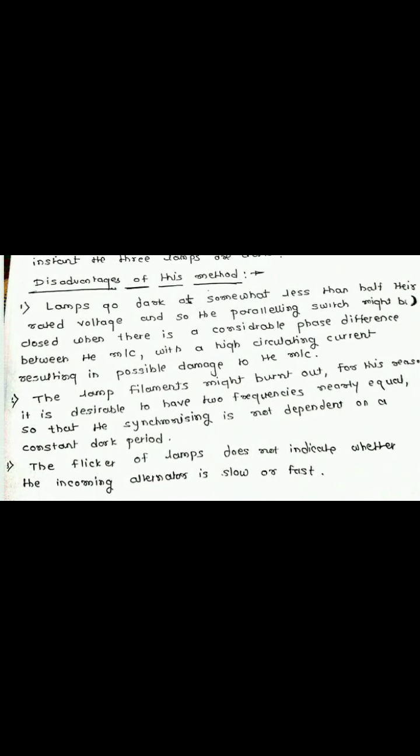So there are different disadvantages of this method. The first disadvantage is that lamps go dark at somewhat less than 50% of their rated voltage, so the paralleling switch might be closed when there is a considerable phase difference between the machines, with a higher circulating current, resulting in possible damage to the machine.